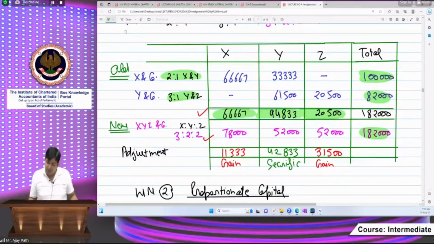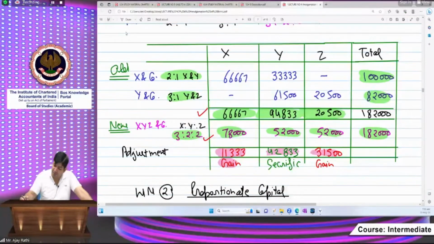Anyways, now they shall be entitled in this ratio 3:2:2 in the books of the new partnership firm, and the amounts will be 78,000, 52,000, and 52,000. Can I calculate who will be gaining and how much will be the gaining amount? Yes. Who will be sacrificing and how much will be the sacrificing amount? Yes. Mr. X could have received 66,667, but in the books of the new partnership firm, he shall be enjoying 78,000. It means that there is some gain for Mr. X. In the same way, for Y and Z, we have calculated their gain and sacrifice. For that, we have to do the adjustment entry, beta.